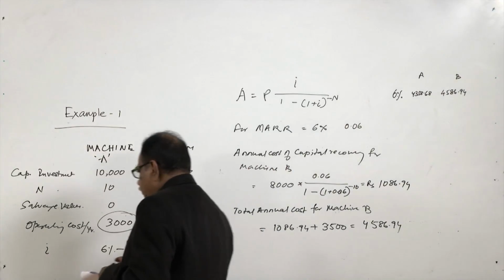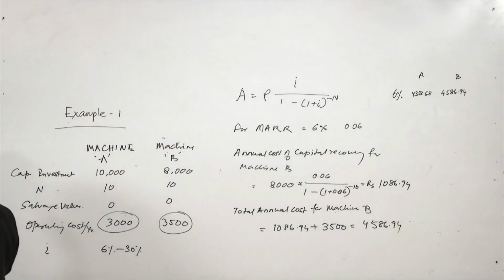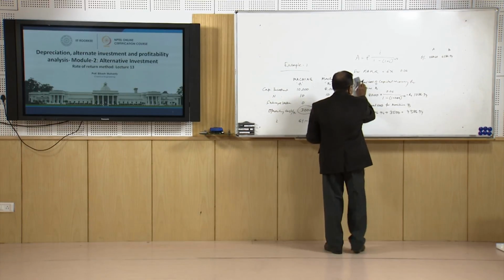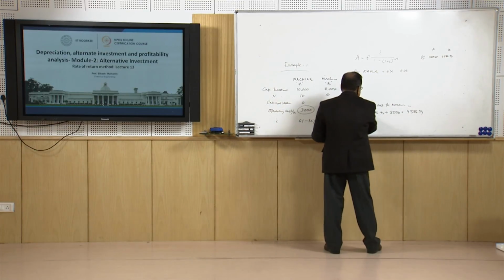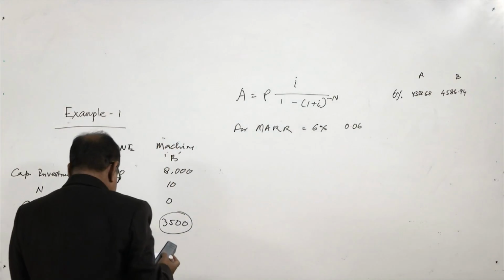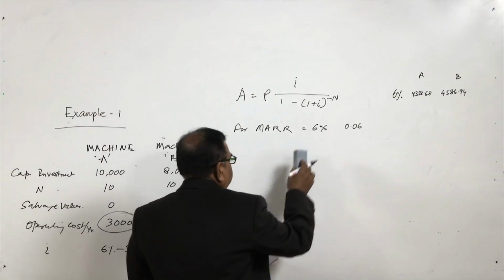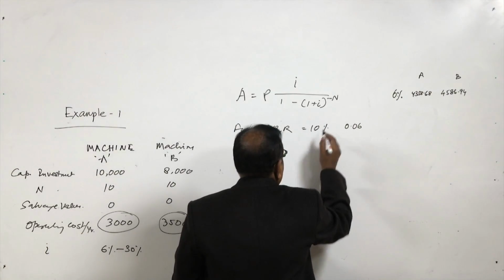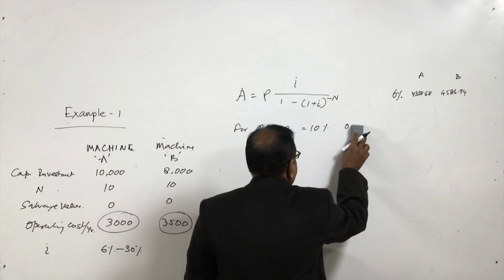Now, what we have to do? We have to repeat this computation many times to find out the values. So, let us do this for 10%. So, this becomes 0.1.